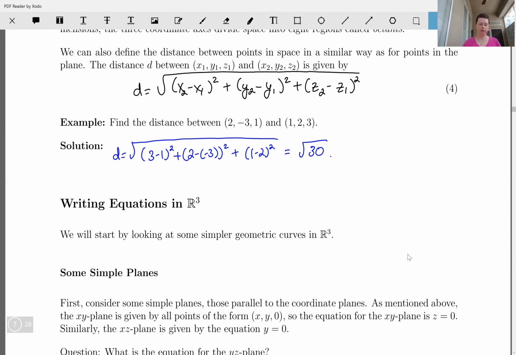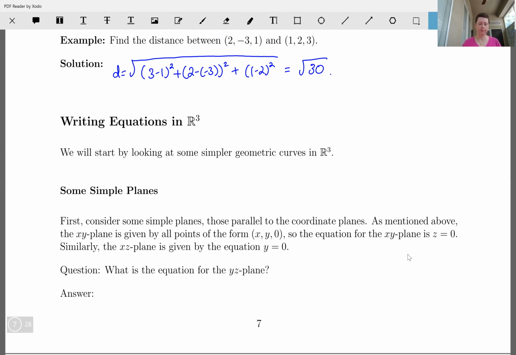Okay, so let's look at writing some equations in R3. We're going to start by looking at some simpler geometric curves in R3. First, we'll talk about some simple planes. The simplest ones are going to be those that are parallel to the coordinate planes.